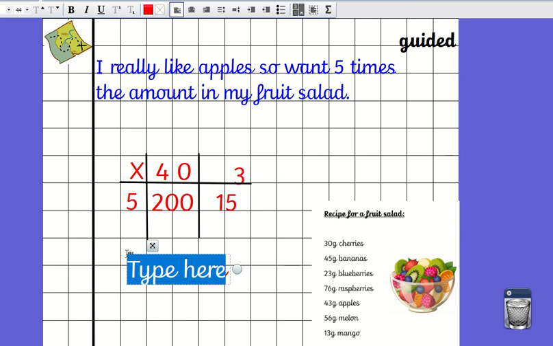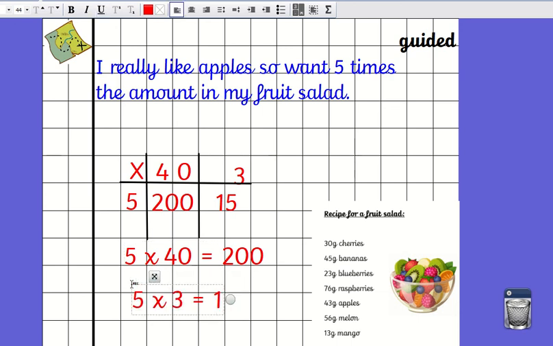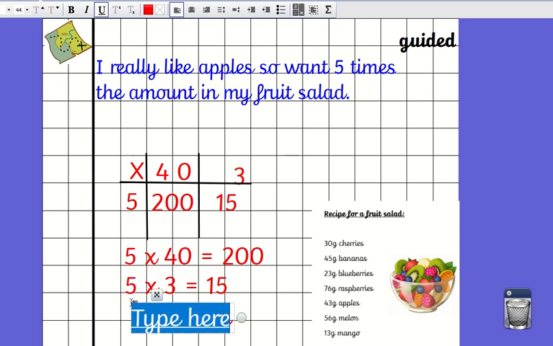Write out all my sums. So I did 5 times 40 equals 200. 5 times 3 equals 15. And then it's 200 add 15 equals 215, so I need 215 grams of apple in my fruit salad.